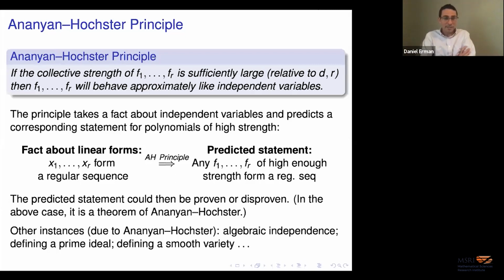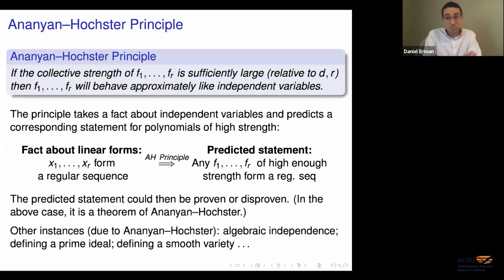The reason we highlight it is that many of the results in the Ananyan-Hochster paper can be understood in this context. So x1 through xr form a prime ideal, and so you might predict that any polynomials of high enough strength will define a prime ideal as well. And it turns out that that's a theorem, and that theorem is another one of the major theorems in Ananyan-Hochster's paper.